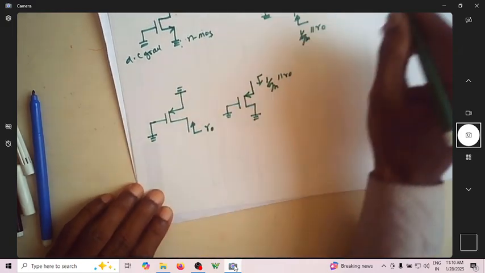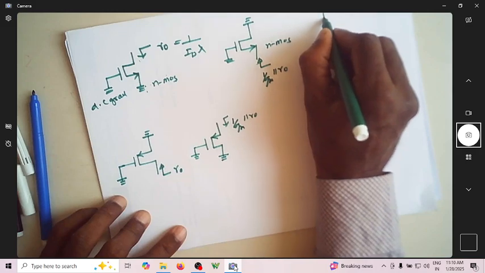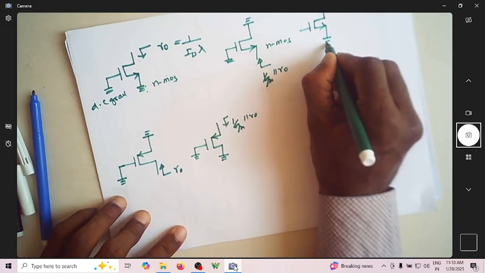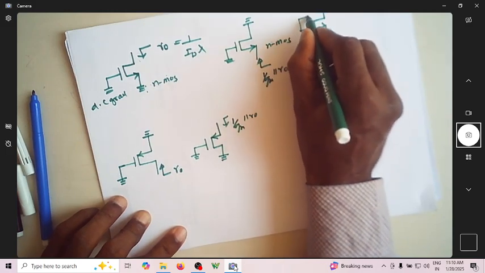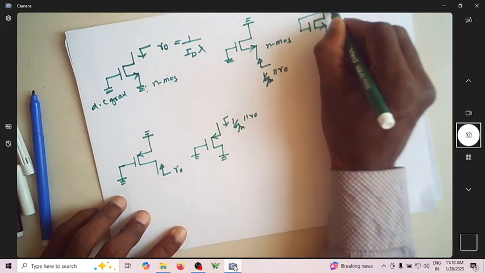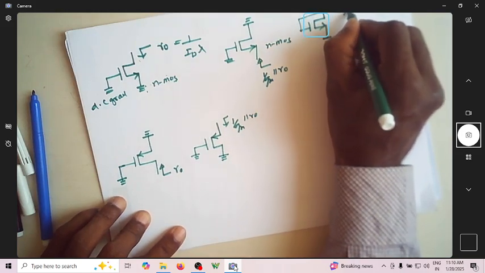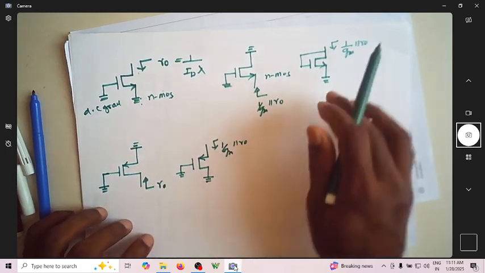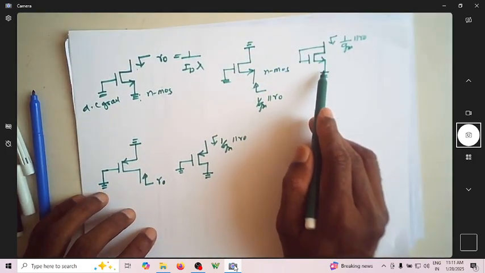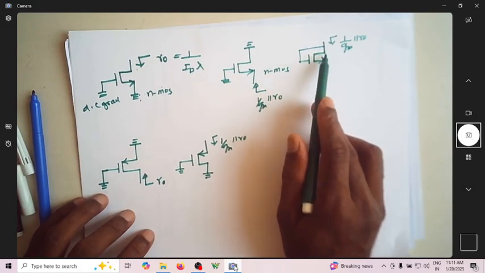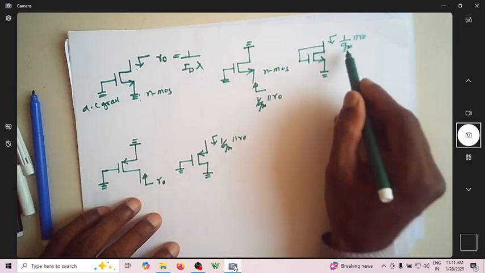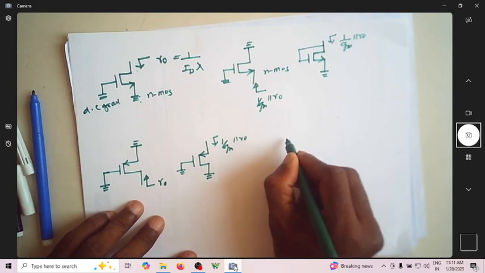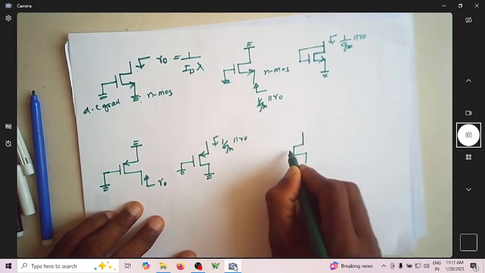Now consider a case where the source is AC grounded and the gate and drain are shorted. If you look from here, it is again 1 over GM parallel with R naught. This is an NMOS transistor. Source is AC grounded, gate and drain are shorted. The MOSFET is in saturation region, and the resistance looking into the drain is 1 over GM parallel with R naught. The same is true for a PMOS transistor also.